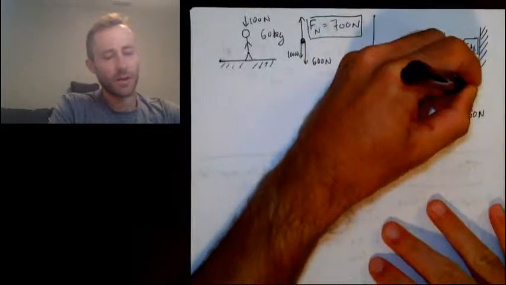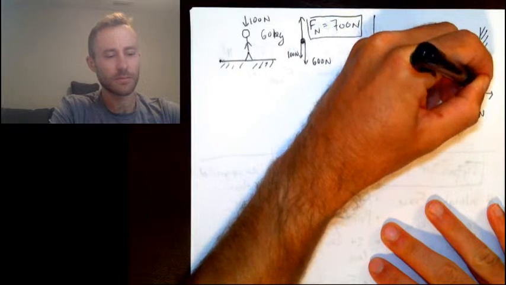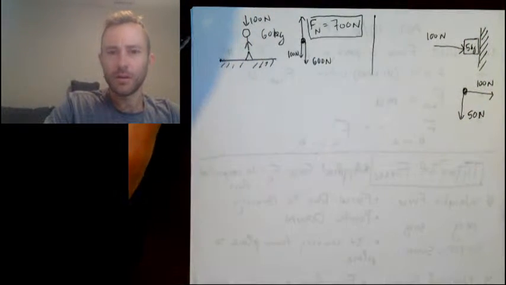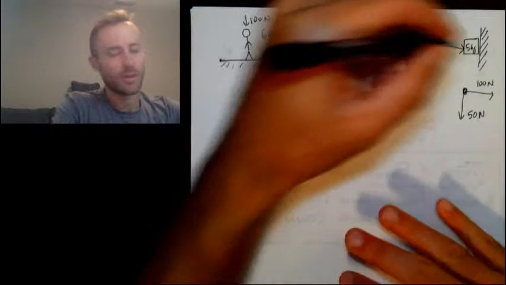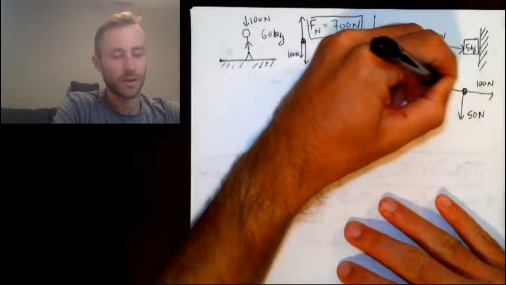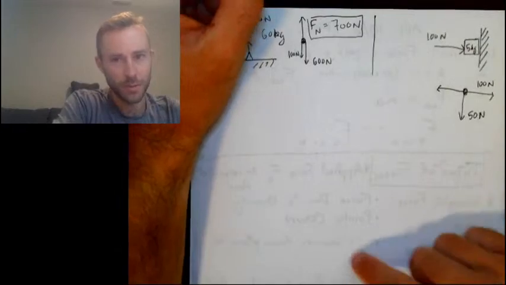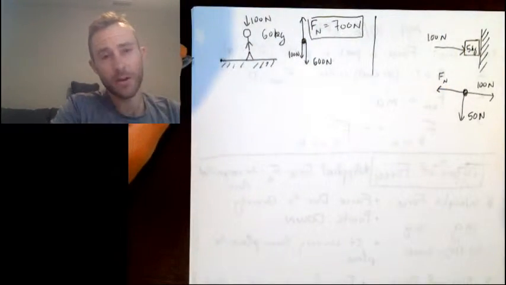You have the 100 Newton applied force. And the normal force in this case is going to point to the left, perpendicular to the surface, away from it. So F sub n.